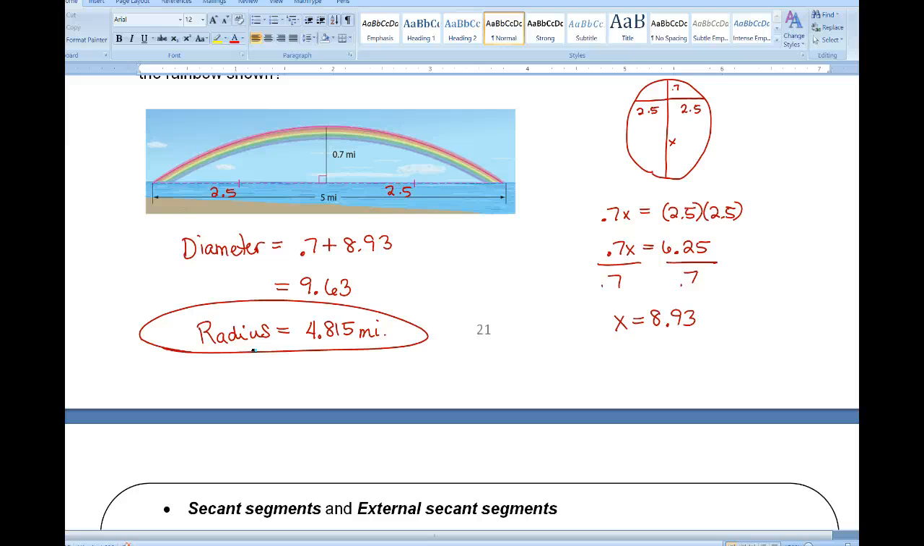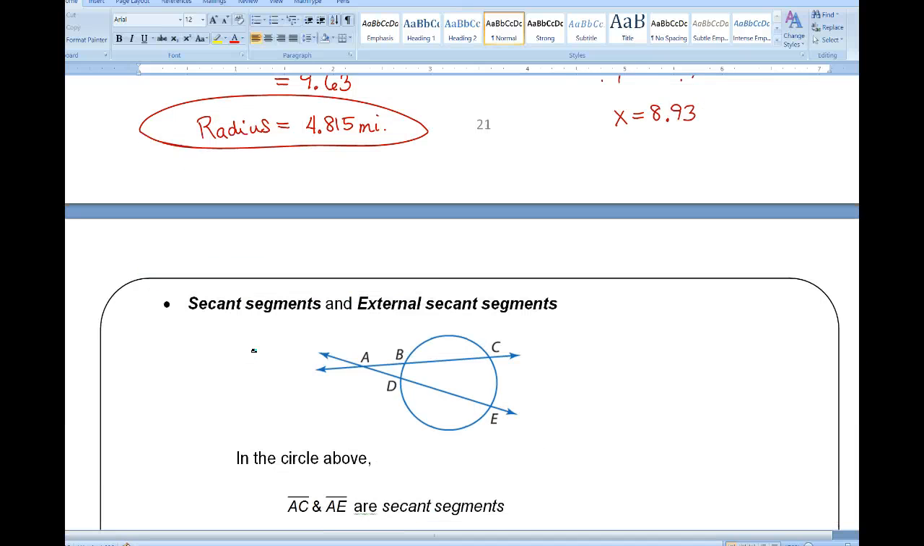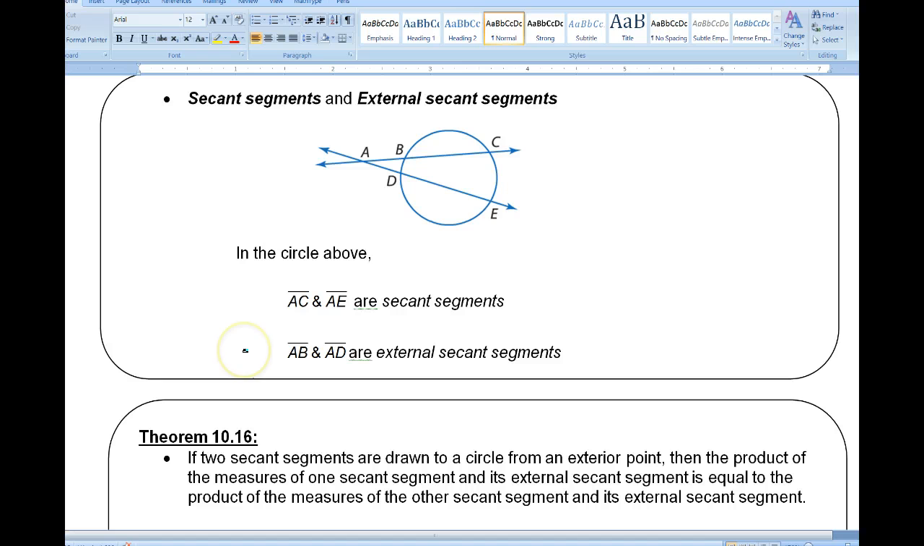Questions? Because 2.5 isn't the radius. This doesn't look like that's the center of this hidden circle. Okay, well maybe we can come back to it if you need more.